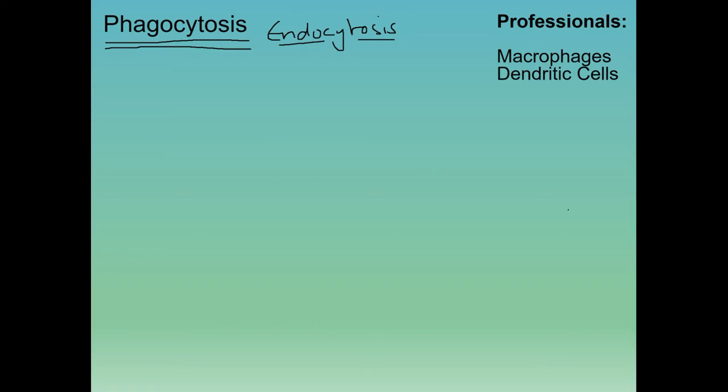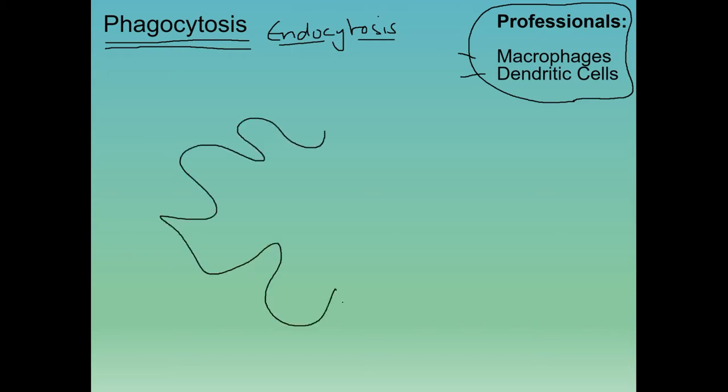But fortunately, we have some professionals, which is their main role. That's what they're designed to do. Their structure and function will reflect that job. And to name but just two, macrophages and dendritic cells are some of those professional phagocytes. They're cells that are specialised in the process of phagocytosis. So let's have a look at what phagocytosis is.